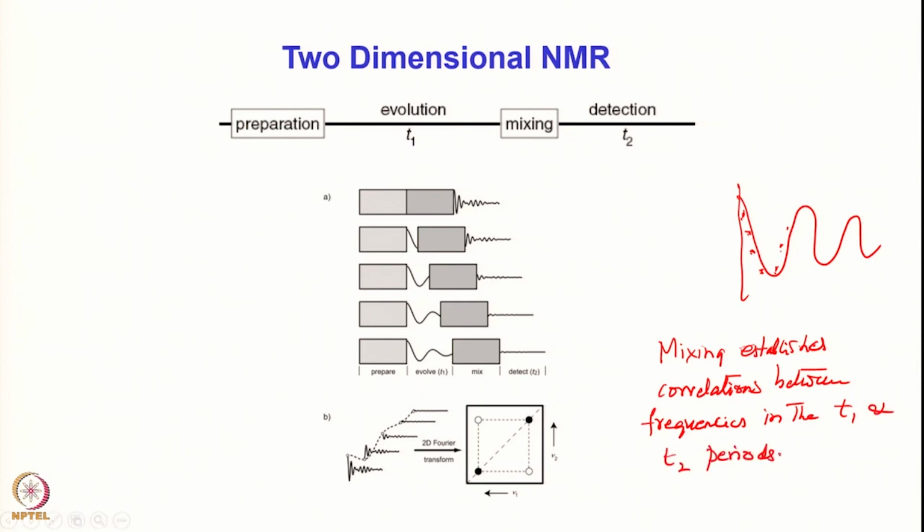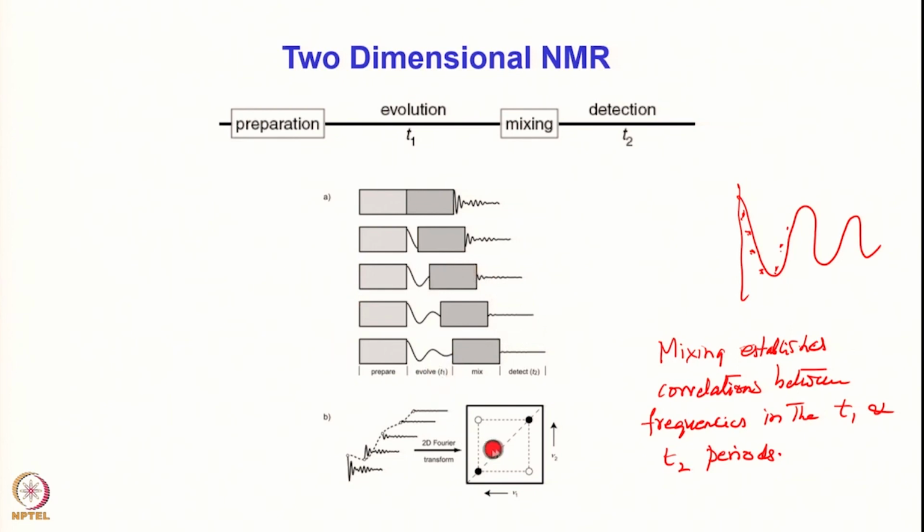In other words, magnetization may get transferred from one spin to another spin. What if a particular spin was precessing with a certain frequency during this period? During this mixing it may get transferred to another spin and that will go with a different frequency. It can go with a different frequency, but whether this transfer will be complete or not complete, one does not know. It may be partially transferred.